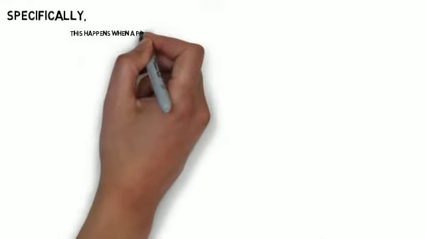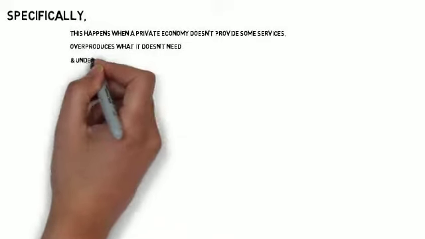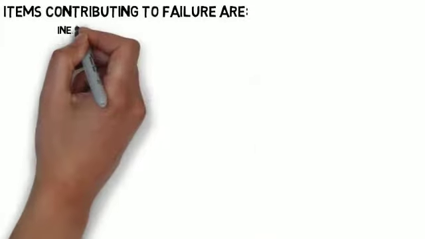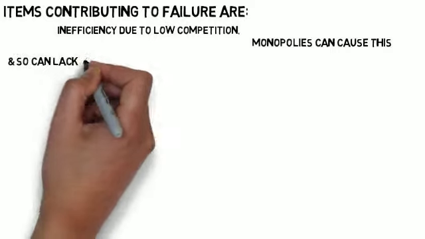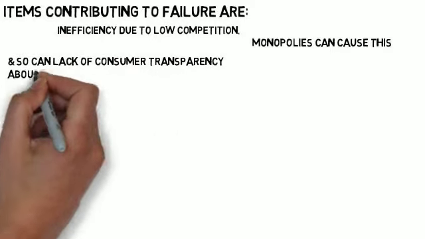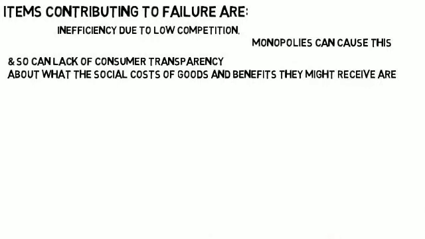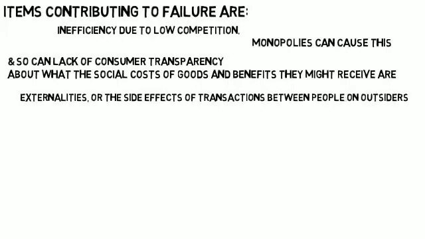Specifically, this happens when a private economy doesn't provide some services, it overproduces what it doesn't need, or it underproduces what it does need. Items contributing to failure are inefficiency due to low competition. Monopolies can cause this, and so can lack of consumer transparency about what the social costs of goods and benefits they might receive are. Externalities, or the side effects of transactions between people on outsiders.